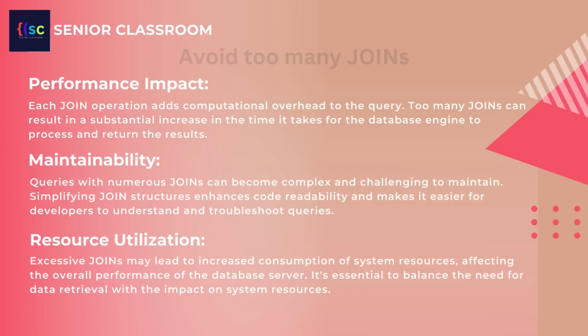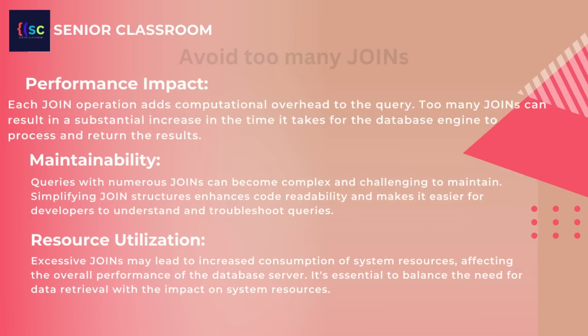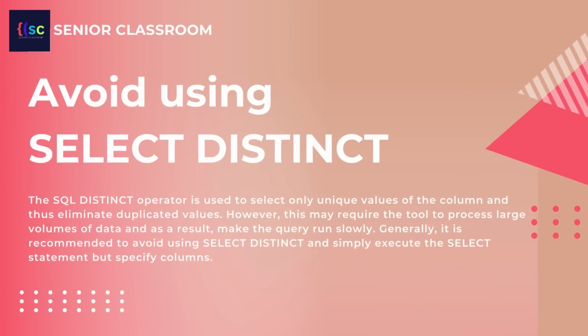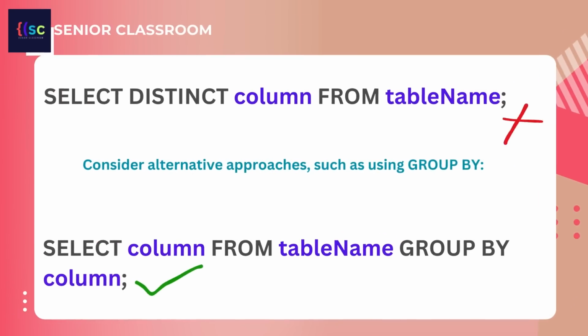Next is avoid using select distinct. While select distinct is a powerful tool for fetching unique values from a column, it can be resource-intensive and impact query performance, especially when applied to large data sets. The optimization strategy here is to consider alternatives and use distinct judiciously to prevent unnecessary processing overhead.